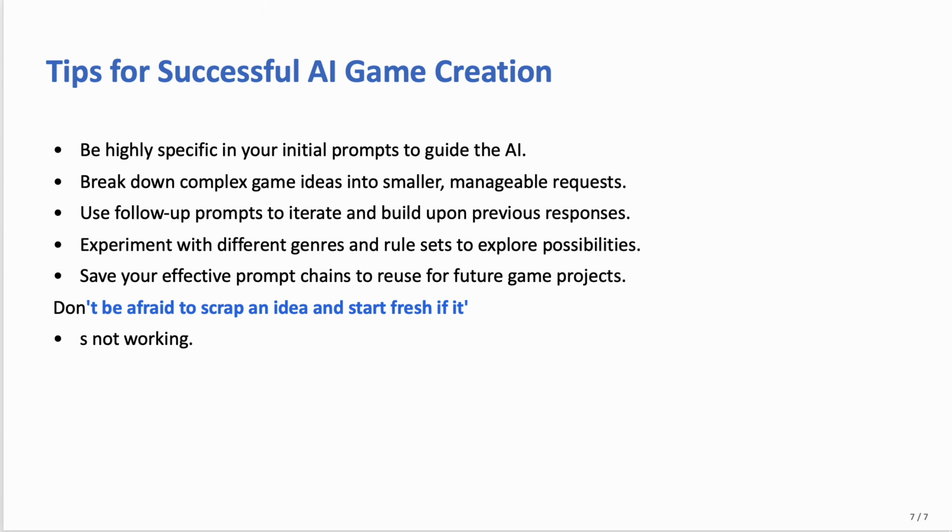Tips for successful AI games: be highly specific in your initial prompts to guide the AI. Break down complex ideas into smaller, manageable requests. Use follow-up prompts to iterate and build upon previous responses. Experiment with different genres and rule sets to explore the possibilities. Save your effective prompt chains to reuse for future game projects. And don't be afraid to scrap an idea and start fresh if it is not working.